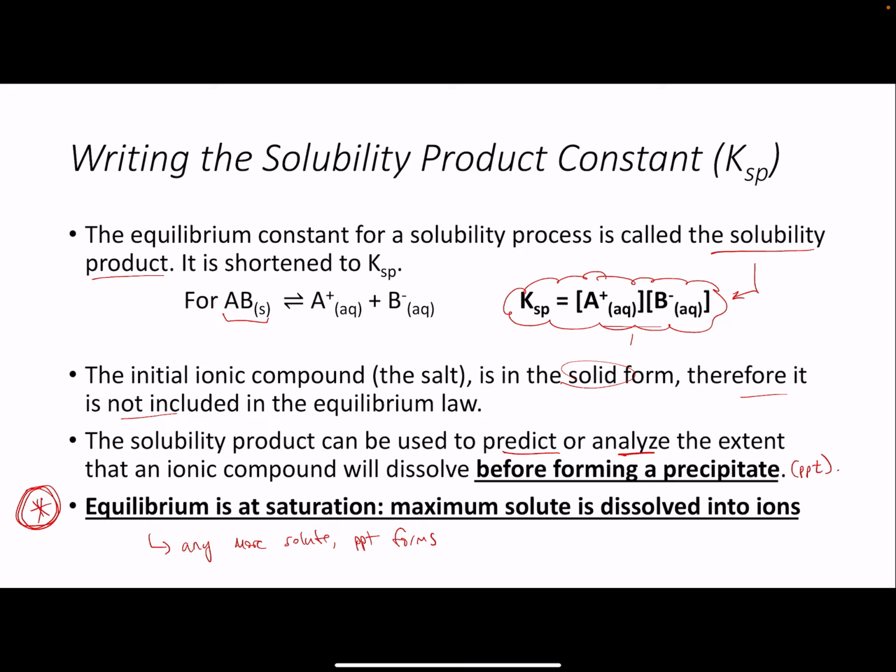So it's very important to understand that it's at the saturation point where all of the solute has dissolved into its ions, and anything past that will be oversaturated.